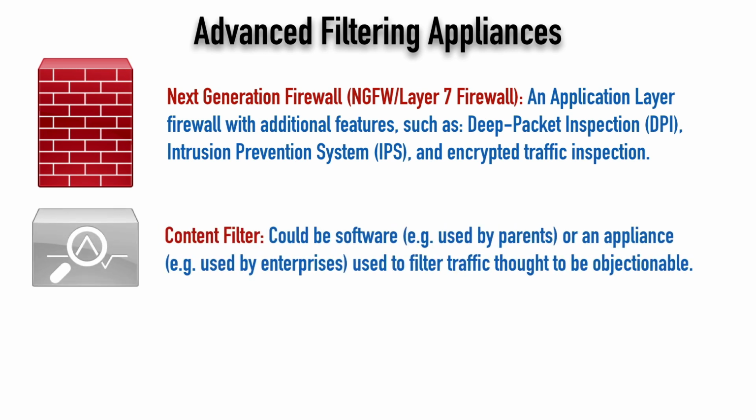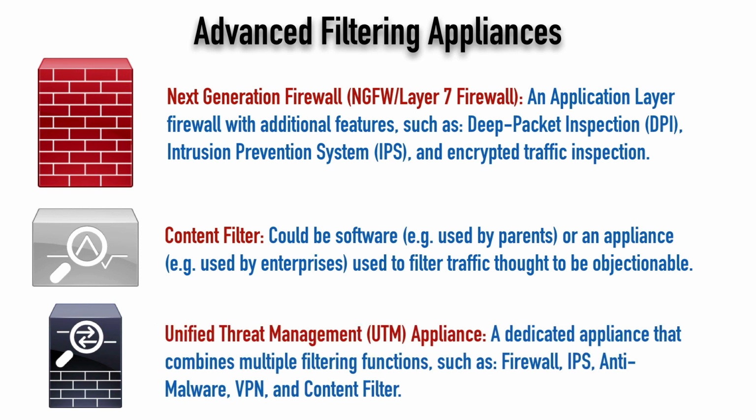Another filtering appliance is a content filter. This might be used in a home by parents. They don't want their kids to watch something that they consider to be objectionable. Well, they could install some software on their PC to filter out that type of content. Or in a large enterprise, there might be an appliance dedicated to content filtering specific types of content.